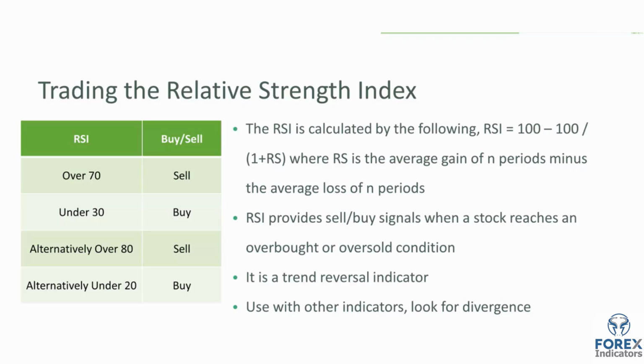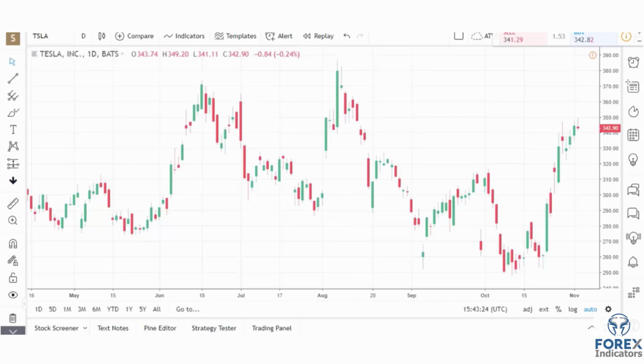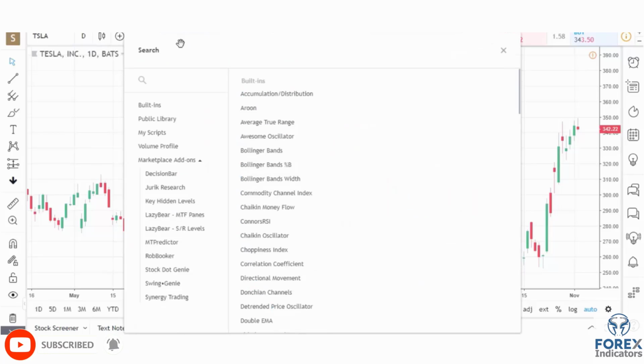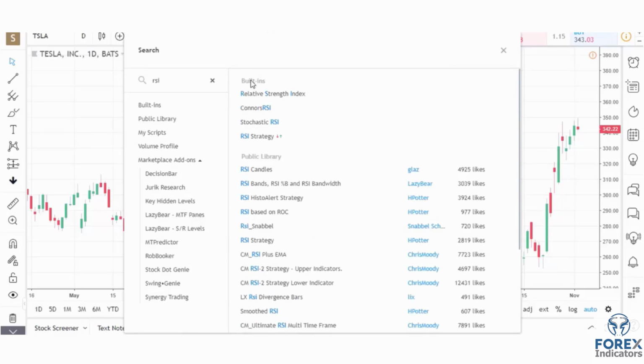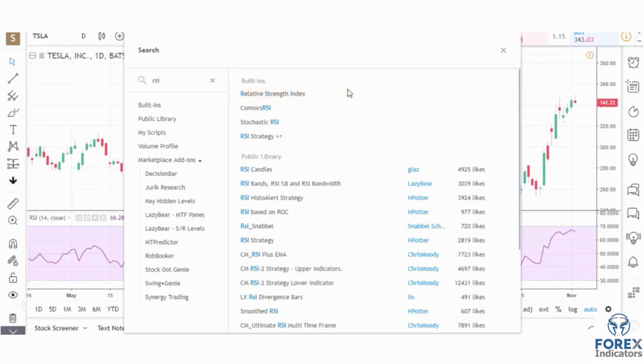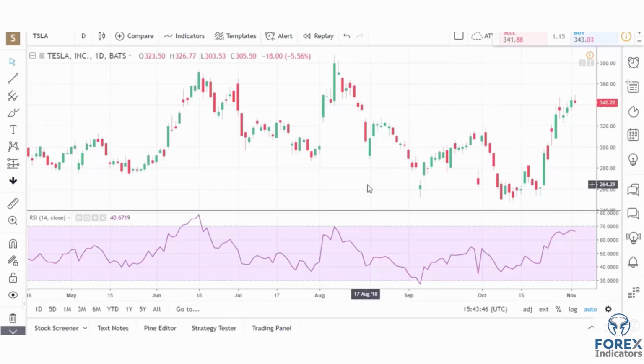Let's look at RSI on a chart and see how we would use it in our trading. Let's use a chart of Tesla to look at the relative strength index. So here we have Tesla, TSLA, which is typed in the upper left portion of our TradingView screen. We're looking at a daily chart, and we're going to go to Indicators and type in RSI. We see the relative strength index. It places the relative strength index at the bottom of the screen.